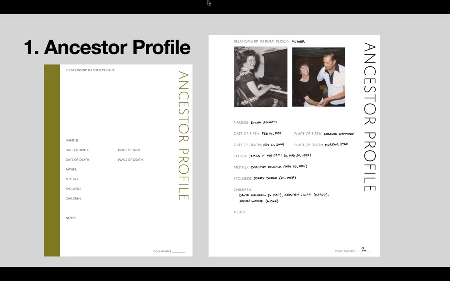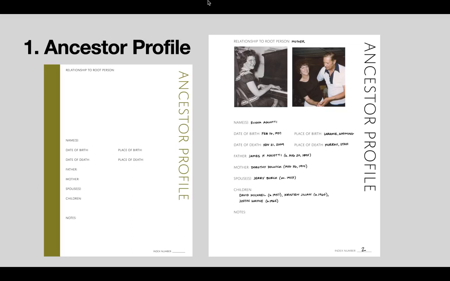So the reason that the Ancestor Profile got the number one spot is because I absolutely just don't have an Ancestor chapter that doesn't have this page. This is my favorite overview, lots of information at a glance way to start the chapter, and make sure that I have that person in the book with their index number and their name and the relationship to the root person, even if I have no other information about that person.